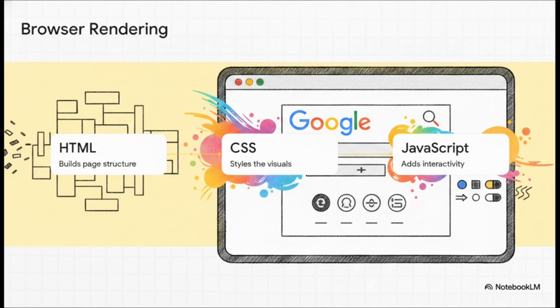In a fraction of a second, your browser takes these thousands of incoming packets and gets straight to work. First, it uses the HTML to build the structural skeleton of the page. Next, it applies the CSS to paint the colors and visuals. And finally, it layers on the JavaScript to add all the buttons and interactivity. It combines all these incoming pieces perfectly to paint the familiar Google homepage right onto your screen.